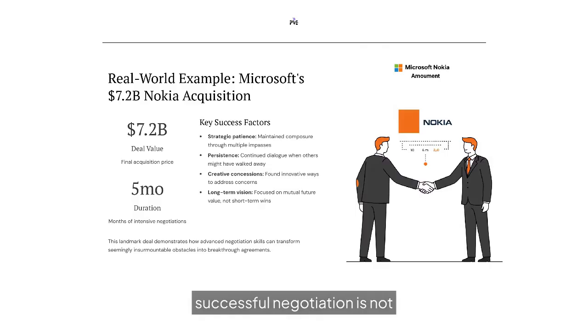Successful negotiation is not about overpowering the other side, but about aligning interests toward a shared future. Even though the long-term business outcomes evolved differently than expected, the process itself remains a benchmark in strategic negotiation and leadership resilience, proving that with preparation, empathy, and persistence, even the most complex deals can reach breakthrough success.